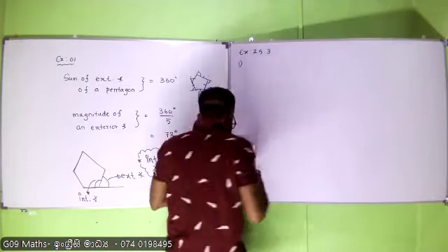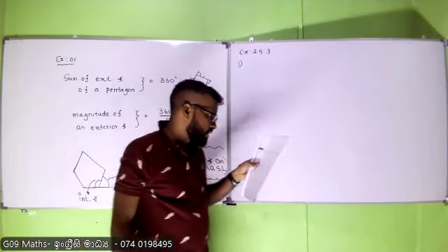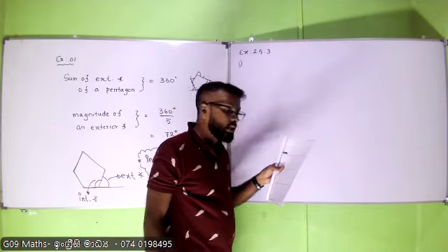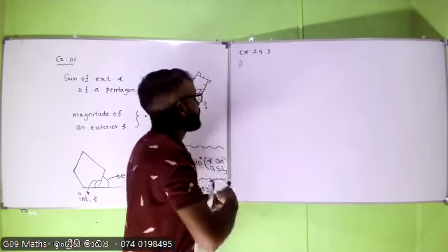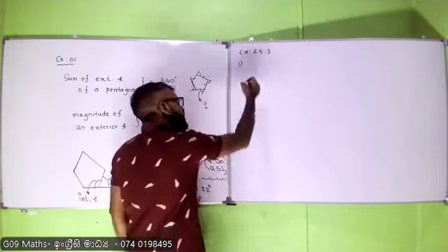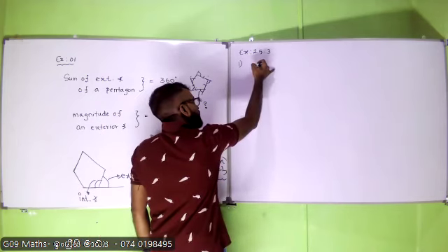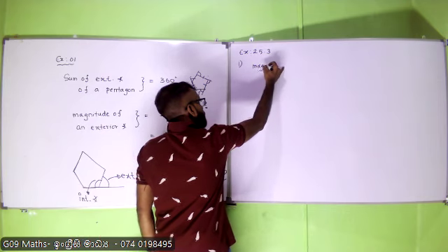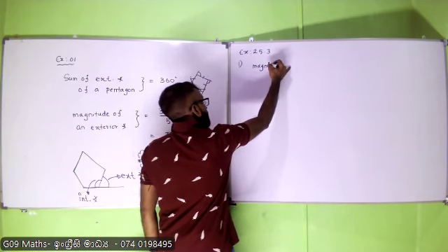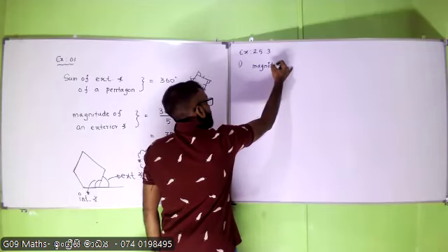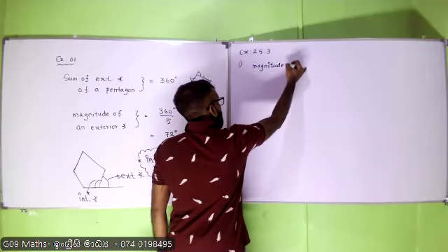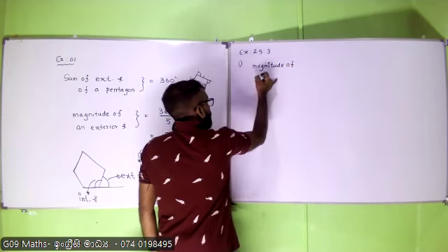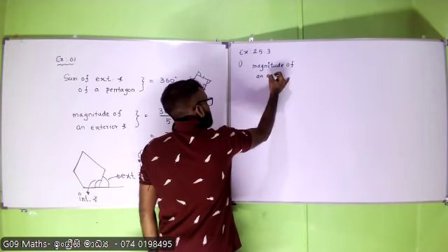Find the magnitude of an exterior angle of a regular hexagon and thereby find the magnitude of an interior angle as well. So, hexagon. You can directly write the magnitude of an exterior angle. These steps are needed.